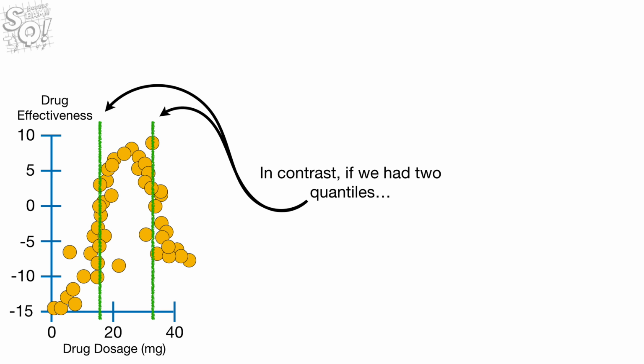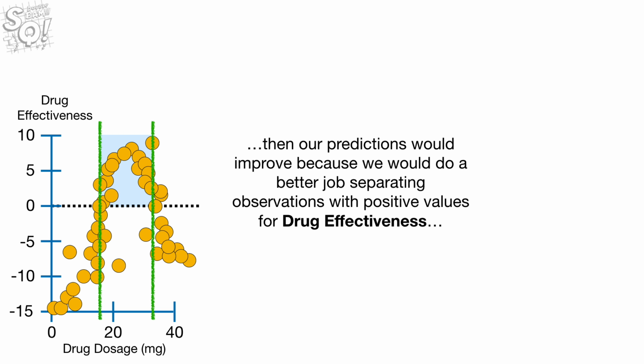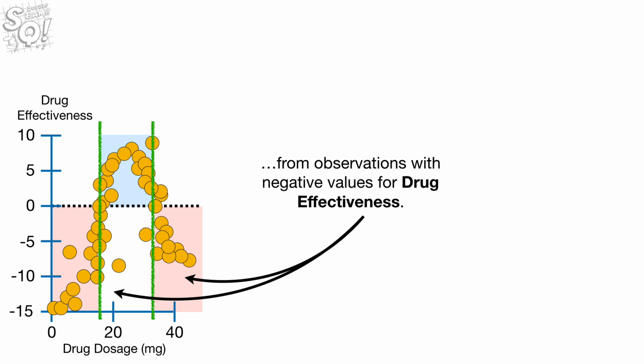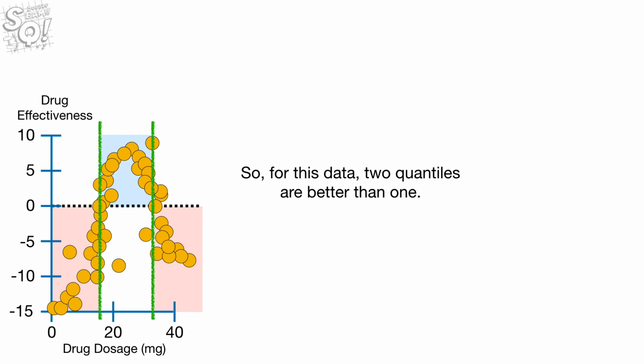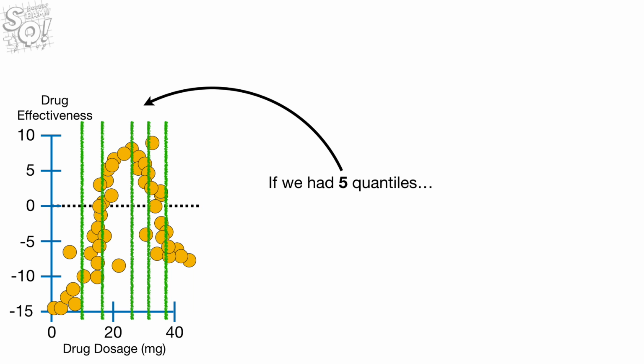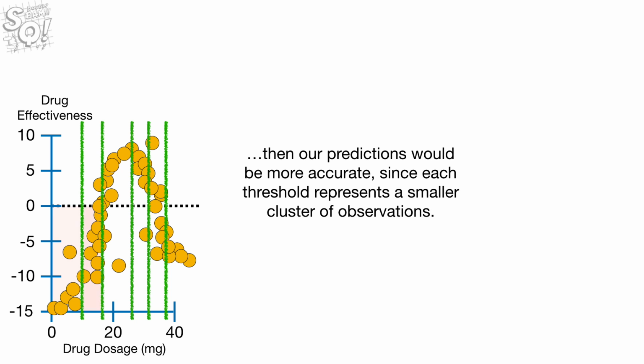In contrast, if we had two quantiles, then our predictions would improve because we would do a better job separating observations with positive values for drug effectiveness from observations with negative values for drug effectiveness. So, for this data, 2 quantiles are better than 1. If we had 5 quantiles, then our predictions would be more accurate since each threshold represents a smaller cluster of observations.